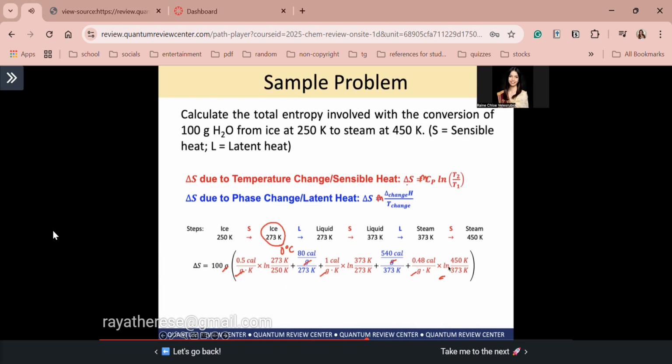So the delta S for that is equal to 0.48 cal over gram K. So this is the specific heat capacity for steam, okay, times ln 450 K, which is your final temperature T2, divided by T1, 373 Kelvin. Solving, we get delta S is equal to 219 cal over K. Okay, I hope it's clear.